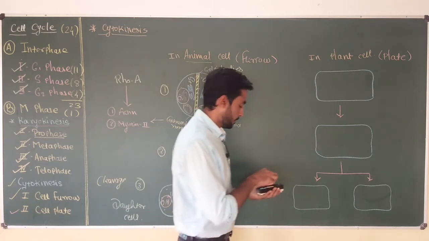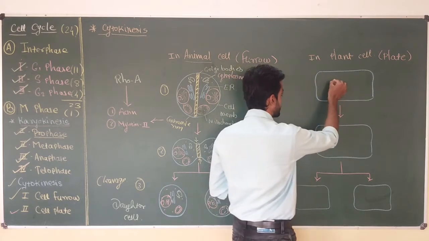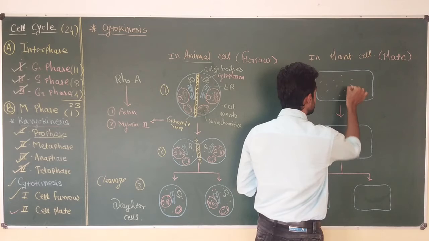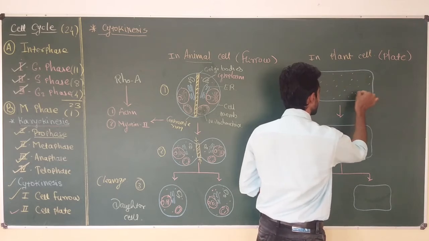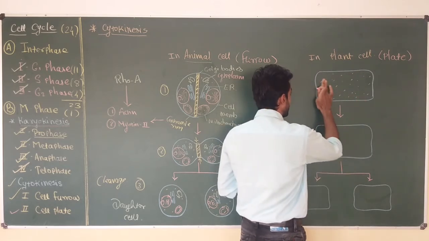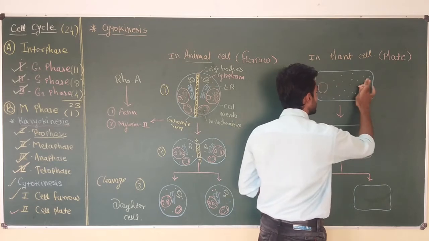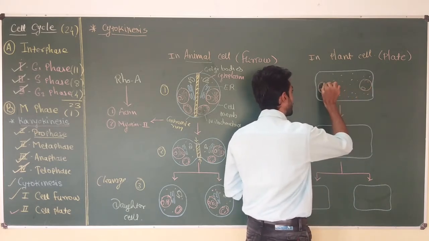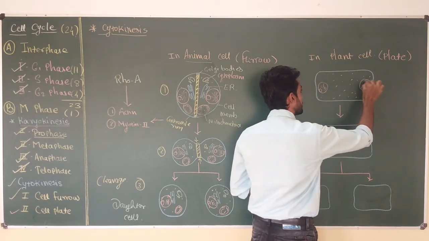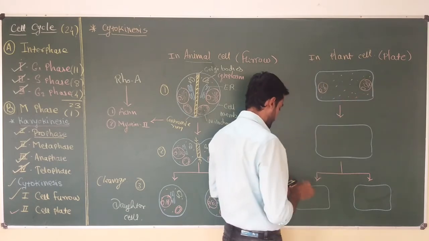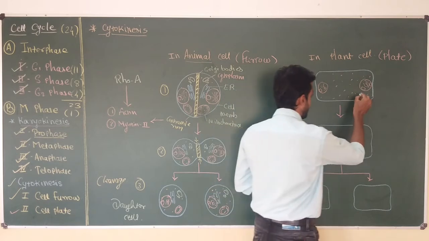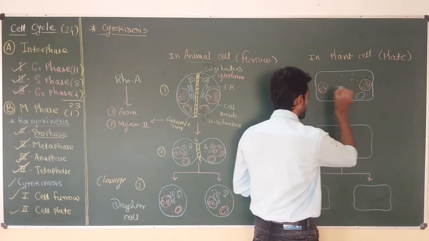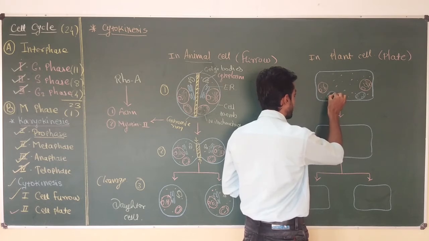Suppose this is a plant cell. At the start of cytokinesis, this cell is going to have a double quantity of cytoplasm. Okay, the cell has two nuclei with nucleolus and chromatin network. Then this cell is also going to have mitochondria, the powerhouse of the cell.